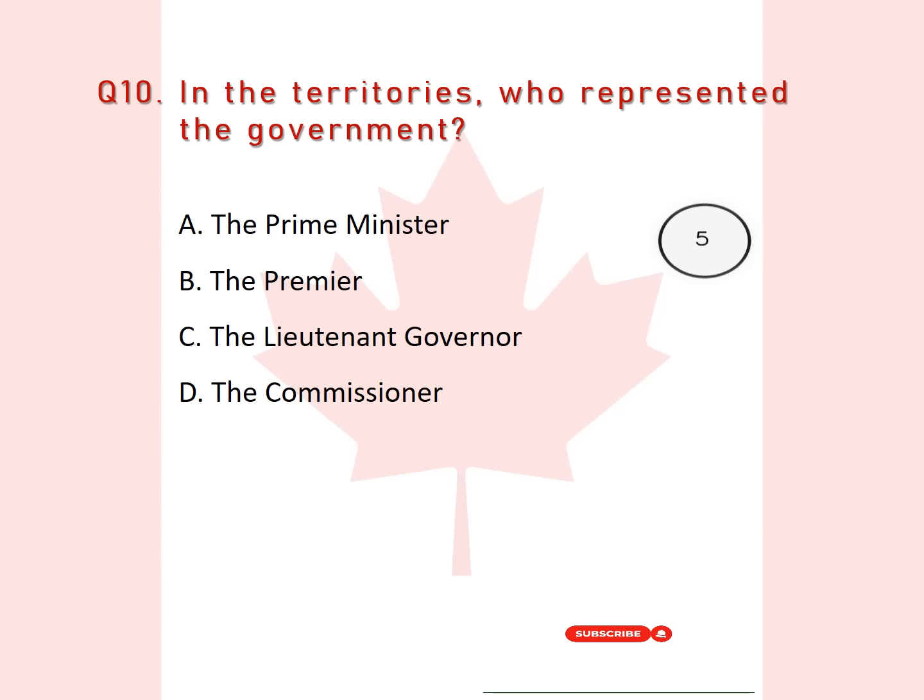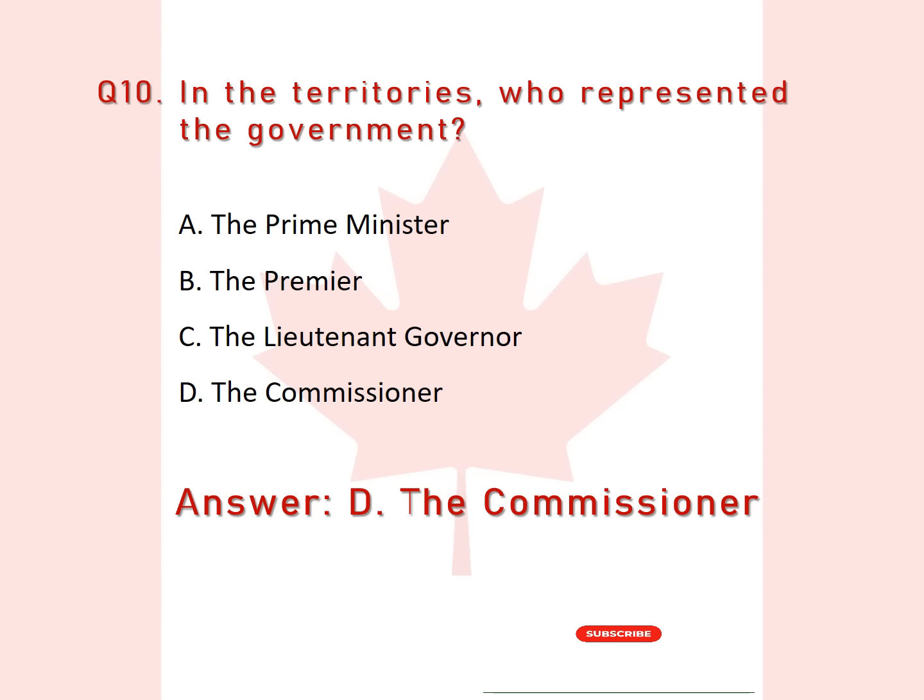In the territories, who represented the government? Option A, the prime minister. Option B, the premier. Option C, the lieutenant governor. Option D, the commissioner. Answer is option D, the commissioner.